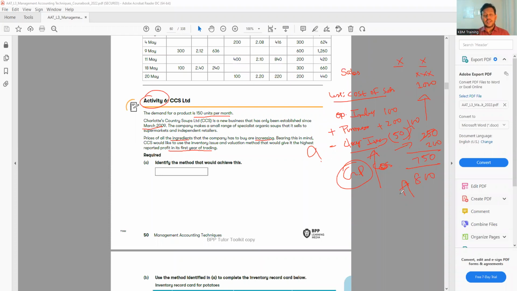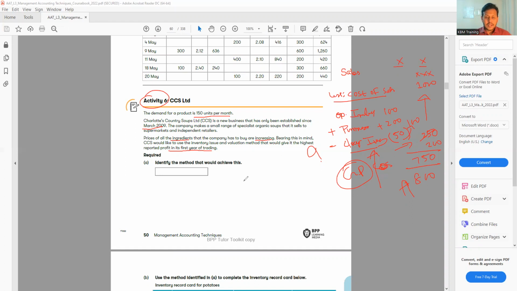So now our point is, somehow we need to increase our closing inventory. If I can increase my closing inventory, my profit will go up. Why? We already explained that. Now, which method can increase my closing inventory? Let's try to understand that.